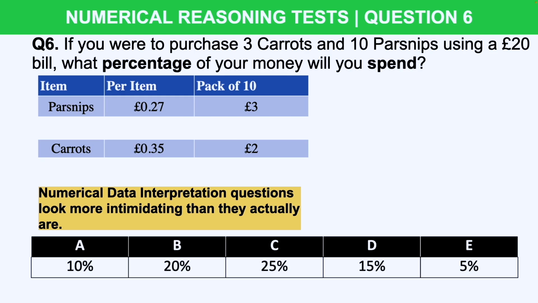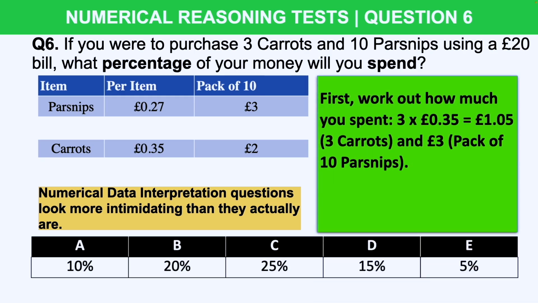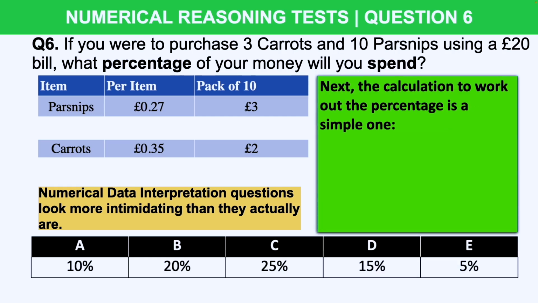So to answer this question, we first need to work out how much you spent. So 3 times 35p gives us £1.05. That's for 3 carrots. And then £3 for a pack of 10 parsnips. So £1.05 plus £3 gives us £4.05. Next, the calculation to work out the percentage is a simple one.